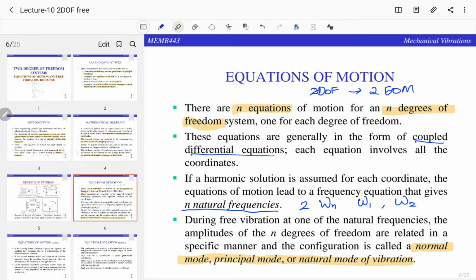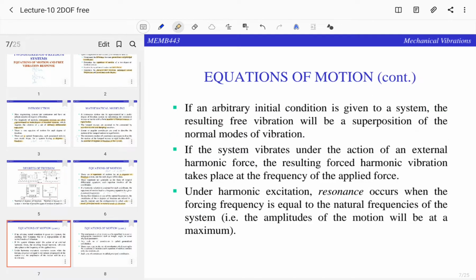Okay, what it means by this. So it's basically what we call normal mode, principal mode, or natural mode of vibration. So it's all related for each natural frequency. Under each natural frequency, it has its own mode. In other words, if you have 2 degrees of freedom, you have 2 natural frequencies, so you do have 2 modes. If an arbitrary initial condition is given to a system, the resulting free vibration will be a superposition of the normal modes of vibration.